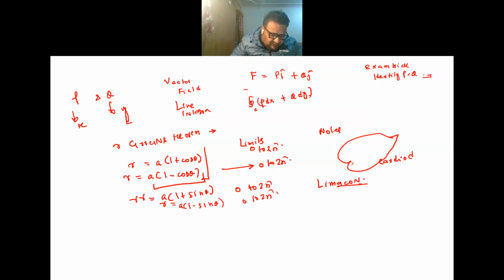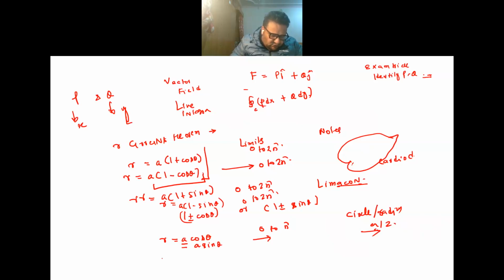So a simple thing is, for r equals a(1 plus or minus cos theta), or a(1 plus or minus sin theta), the limit would be 0 to 2 pi. But if your curve is represented as r equals a cos theta, then the limits will be from 0 to pi, and it is a circle. The radius of this would be a by 2, and whether it is a cos theta or a sin theta, the same result applies.